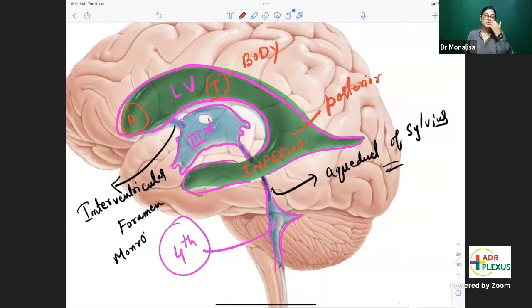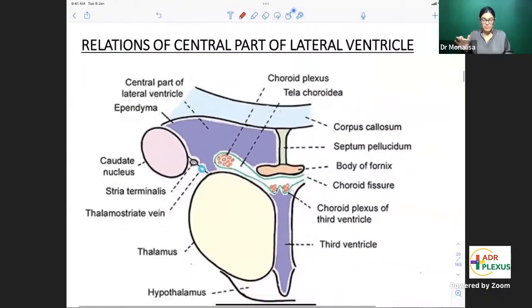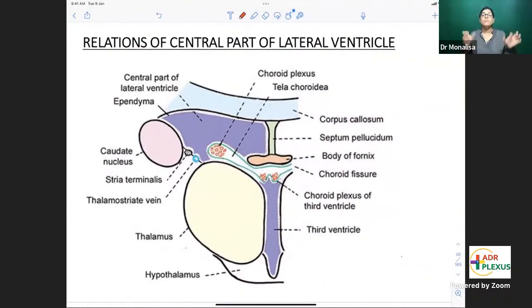So I would like to show you various schematic diagrams representing the relations in the coronal section of the brain, where we can appreciate the relations of the parts of the lateral ventricle. In this image, you can appreciate the relations of the central part of the lateral ventricle. When we talk about the central part of the lateral ventricle, it is related superiorly with the corpus callosum.